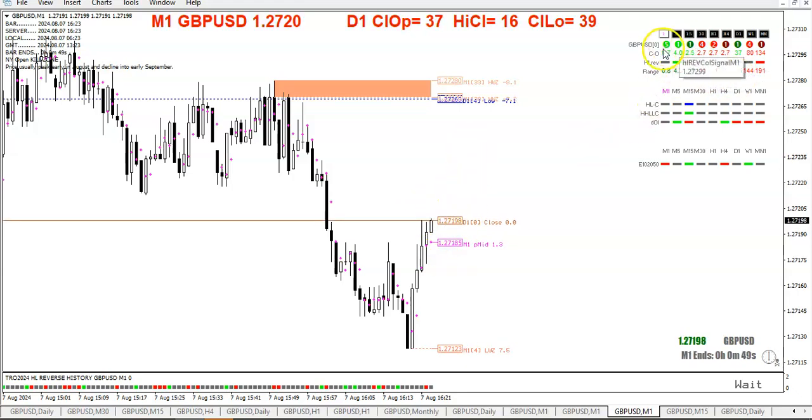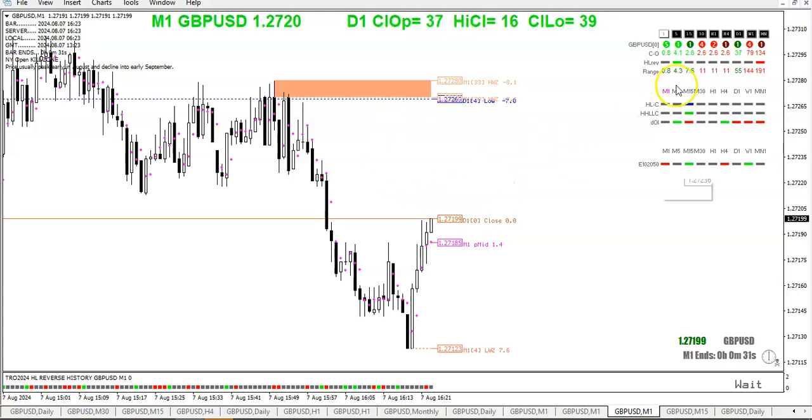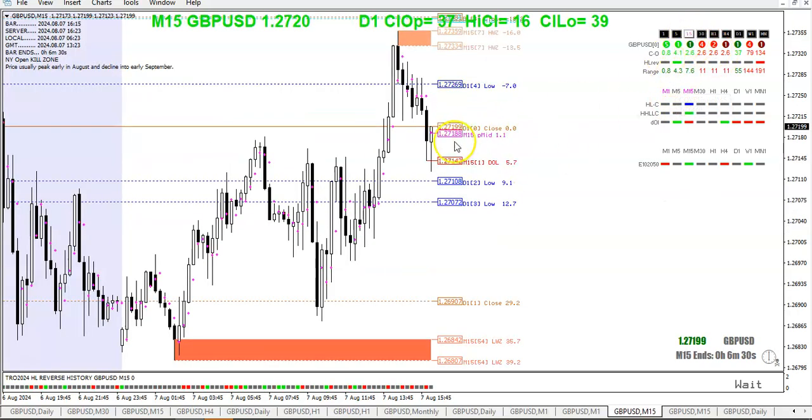You can see you've got your candles here, M1, M5, M15 are all green. And you can see here that M15 is green. So if you were trading off of an M15 or 15-minute chart, this is what you'd be looking at.